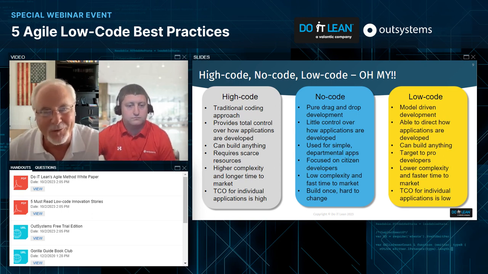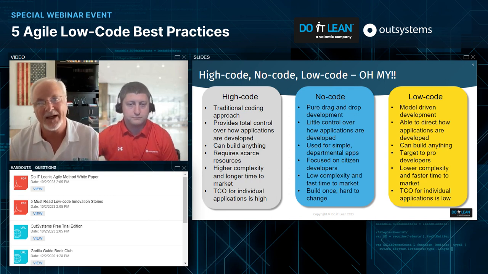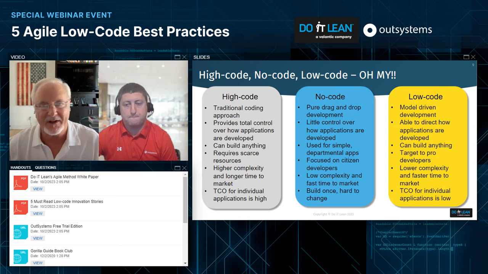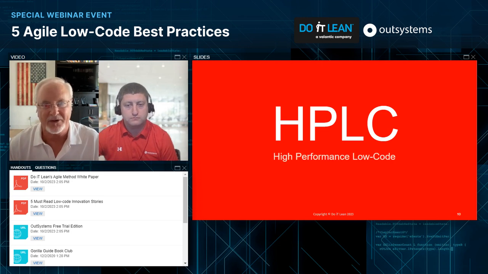So for many of John and I's customers, the right solution is something that's enterprise grade. It can deliver applications that integrate into their existing application portfolio, and they can build solutions that really allow them to deliver amazing customer experiences while speeding up development and reducing long-term TCO. And I believe that solutions that fit into this category are what OutSystems and I like to call HPLC, or high performance low code. I know you're probably thinking, oh my God, Mike, come on, another term.